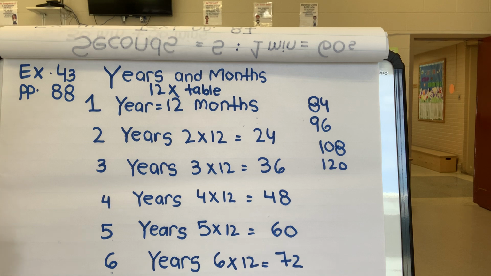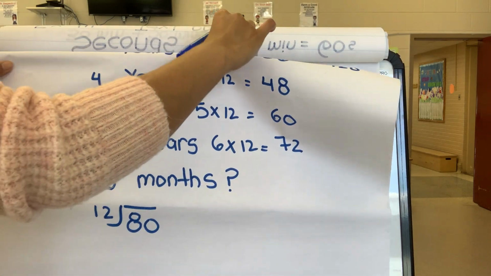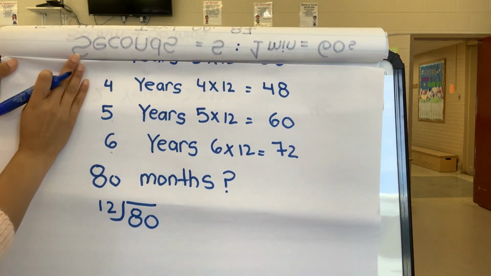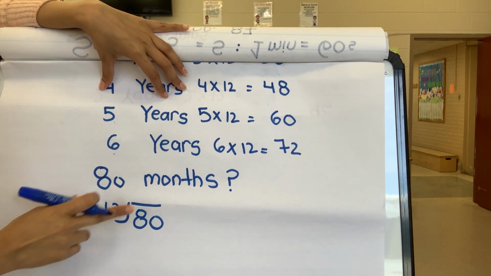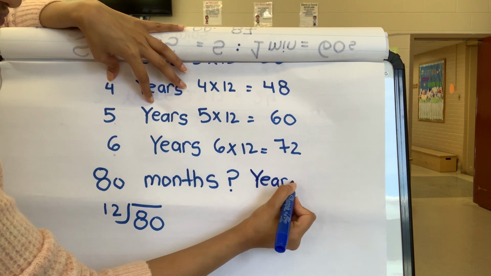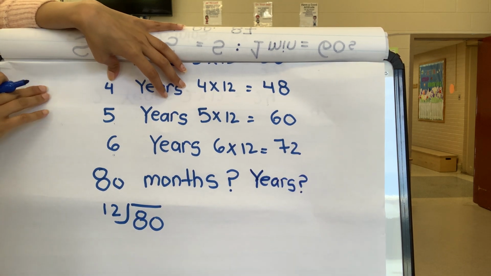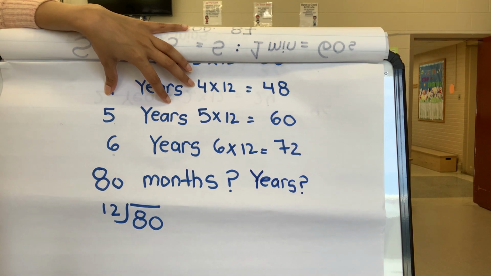Like, how would we find the number of years if the months are greater than or equal to 12, right? So if you have more than 12 months, what do we do? Let's say here's an example. I have given you 80 months and you need to find out how many years that equals.